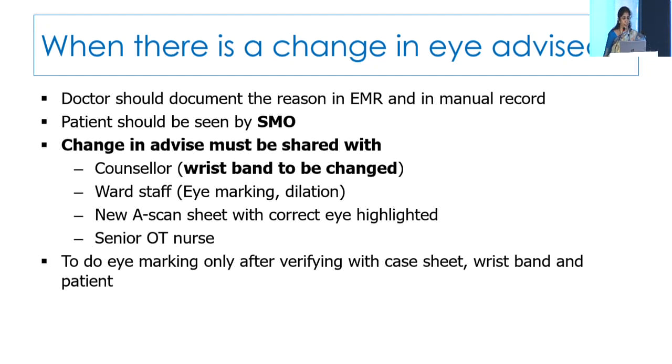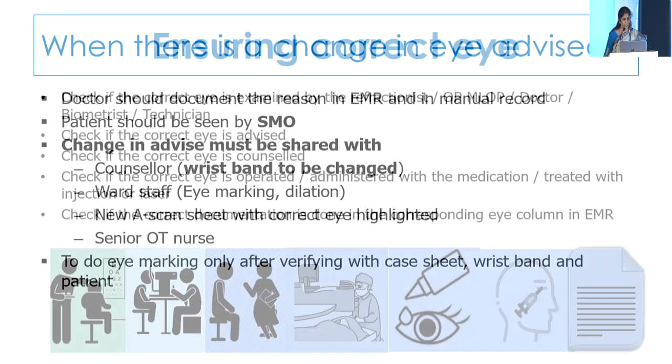Is it really required? It has to be done by a senior consultant, and we'll have to share this information with the entire team, because it's not just information in the EMR, but to enable the right patient flow: to have the wristband changed, counsel, and a fresh A-scan with the correct eye highlighted. You inform the OT staff, the counselor also. So the whole team has to be aware of this change. And after doing this, the correct eye is marked after verifying with the wristband and the case sheet.